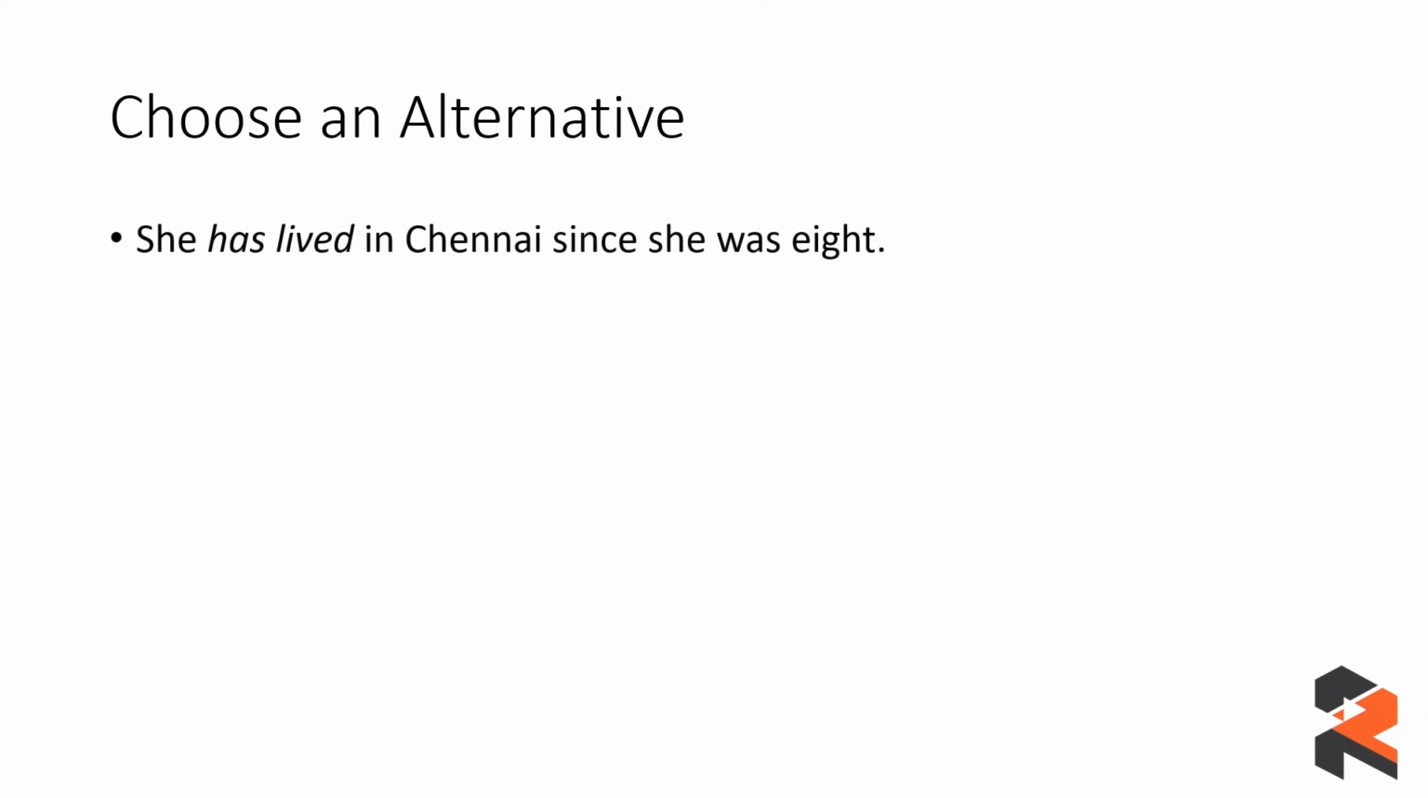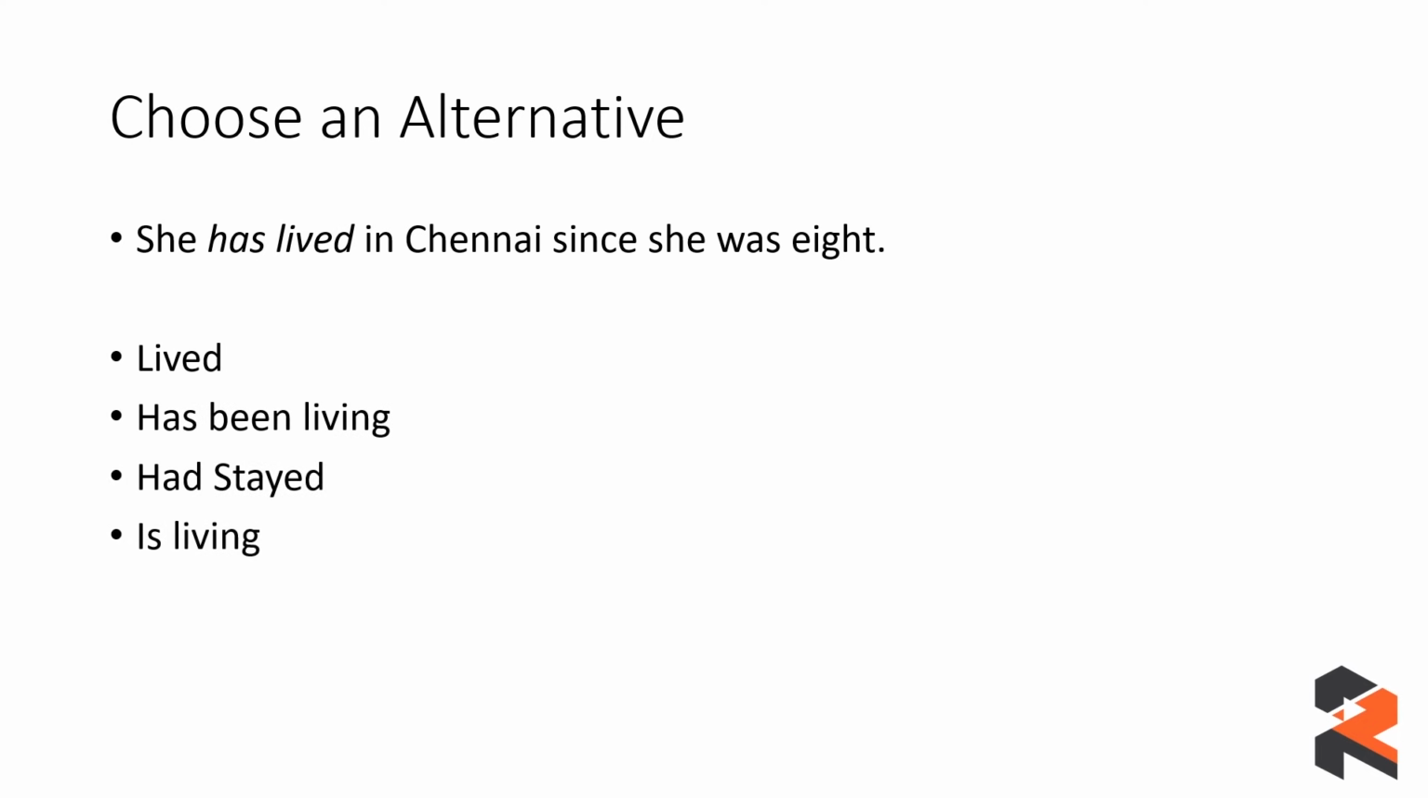So let's look at another question, that is choose an alternative. In this case, you have been given a sentence in which a word has been italicized. You need to select the appropriate option from the given options, which will still convey the same meaning but in a better manner. So this is the sentence, that is she has lived in Chennai since she was 8, and the word lived has been italicized. So you have to select the option from the options which are provided to you.